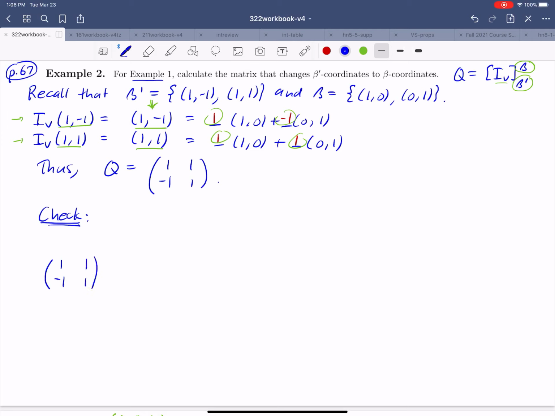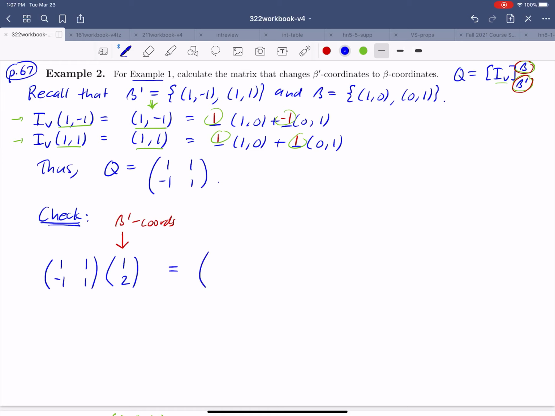And remember what this matrix is supposed to do. It's supposed to take us from beta prime coordinates to beta coordinates. That means if we put a vector here and think of it as a beta prime coordinate, it should give us back a beta coordinate. I'm going to choose the vector (1, 2). That happens to be one of the coordinate vectors on the table in example 1. We'll sneak a peek at that table again in just a minute. Let's do the matrix multiplication and see what we get.